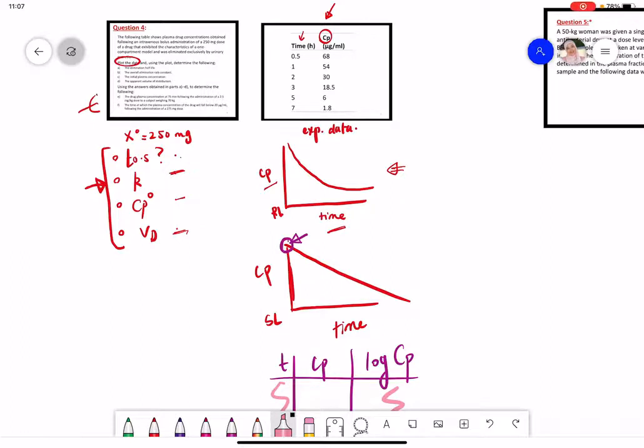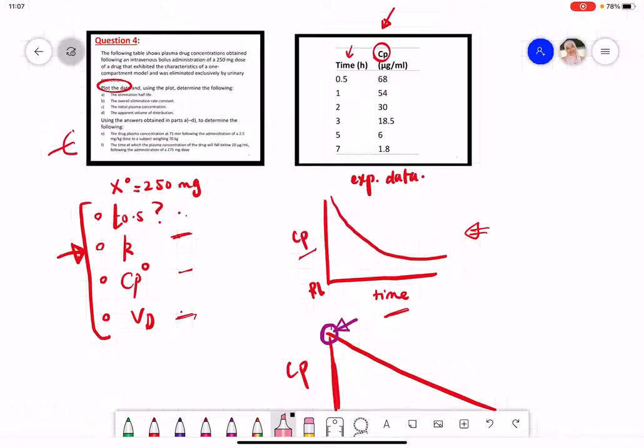I already started with this question, but I had a problem with the record, so I'm redoing it. So let's go again. I just read the question.